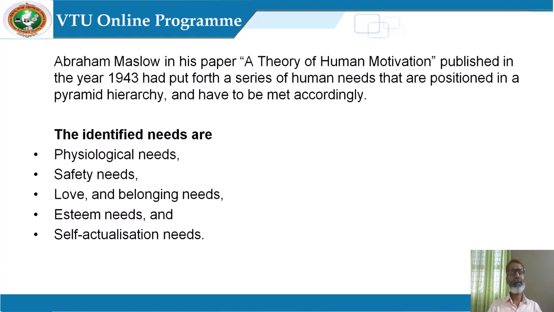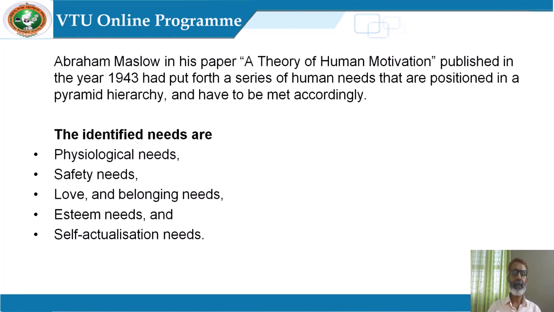Then Abraham Maslow, through his paper called A Theory of Human Motivation, published in the year 1943, put forth a series of human needs that are positioned in a pyramid or a kind of hierarchy and have to be met accordingly. He identified the first level. In the next slide, I'm going to show you how it looks in a pyramid. These identified needs are classified into 5 different levels of a hierarchy.